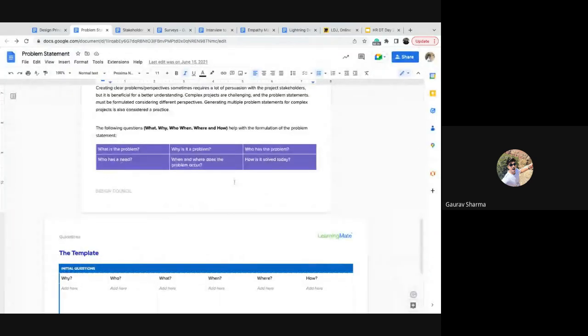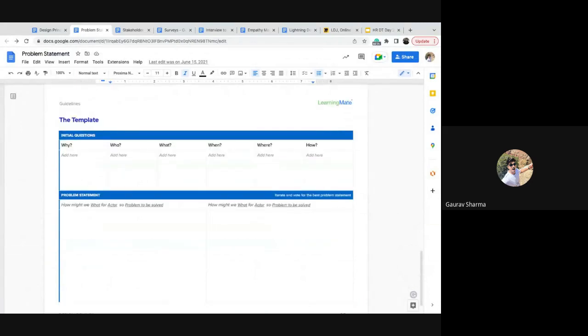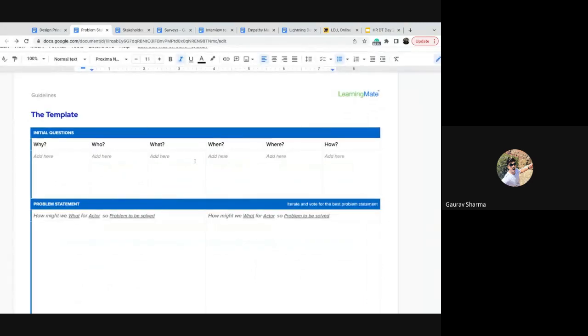So how is it solved today is the key, right? But when we get answers to all of these questions, then there could be a template which we can use to put down all the responses. So initial questions of why, who, what, when, where, how. And then with that, we come up with statements. And the statement language is: how might we, what, for actor, so problem to be solved. Now, this gives us a syntax, which makes all our how might we statements exactly the same, easier to understand, easier to read, and easier to articulate for everyone.